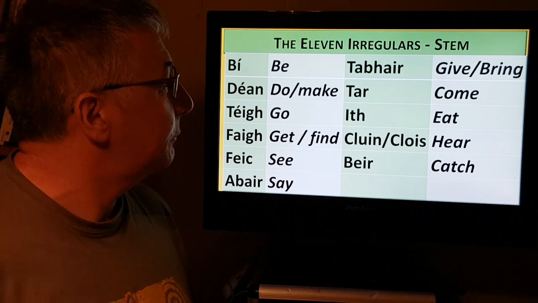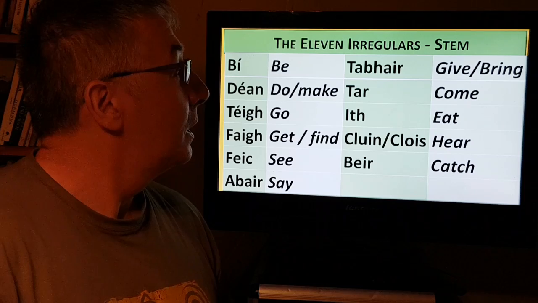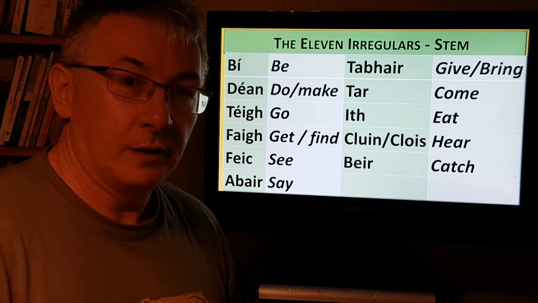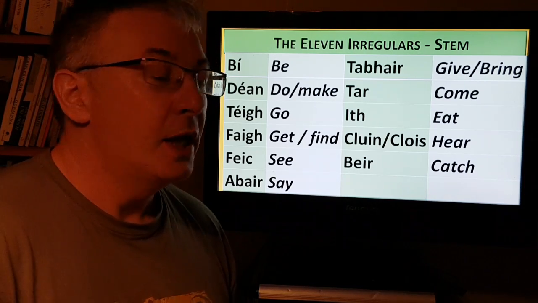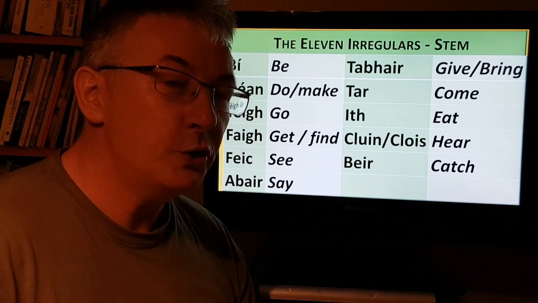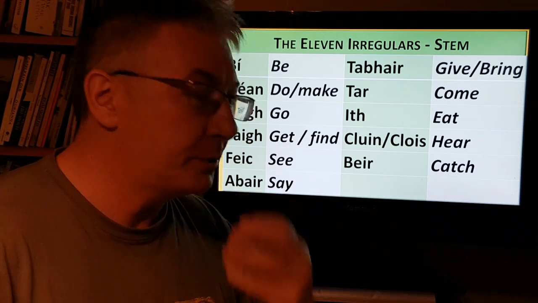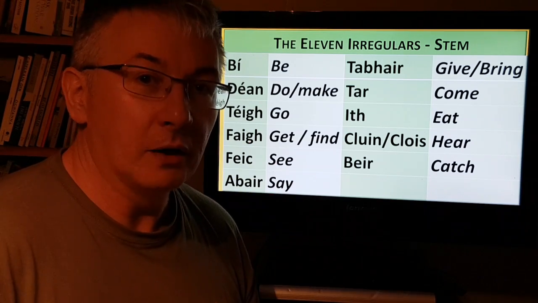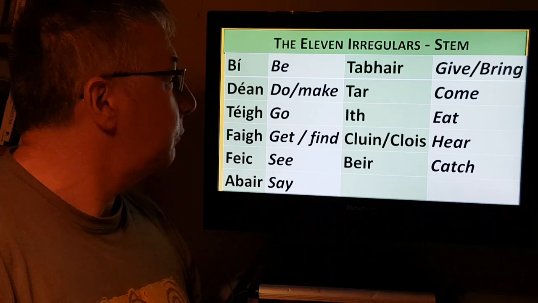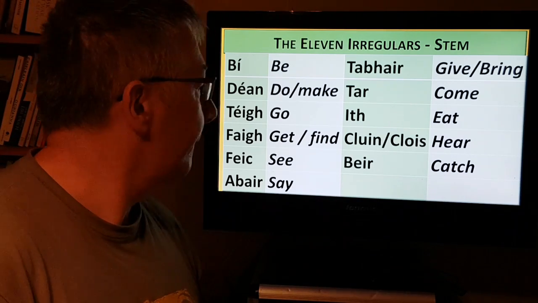And then the next one over here, give, or can also mean bring, tower, okay. So that has a sort of O sound, and there's a sort of a roll as well with it, your lips are around it. So tower, okay. And the next one, come, tar, okay.